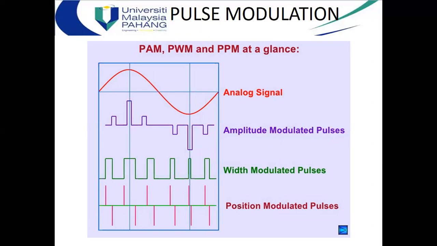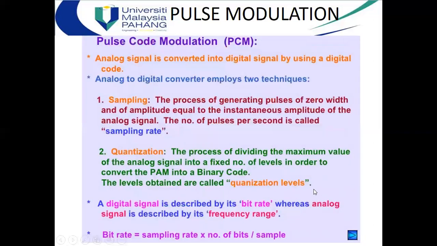Now, a comparison of the three, PAM, PWM and PPM, at a glance. This is the information signal, a continuous analog signal. PAM is taking the amplitude level only, the value of the amplitude level, whereas PWM is taking the sample with varying width. Here it is variation in amplitude in PAM. In PWM, it is variation in terms of width depending on the amplitude of the information signal. Whereas position modulation depends on the PWM and varies with the width of the sample value. That's the three at a glance.